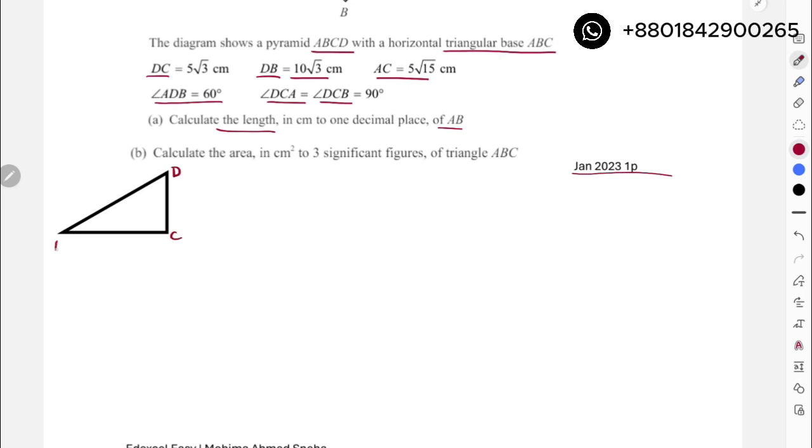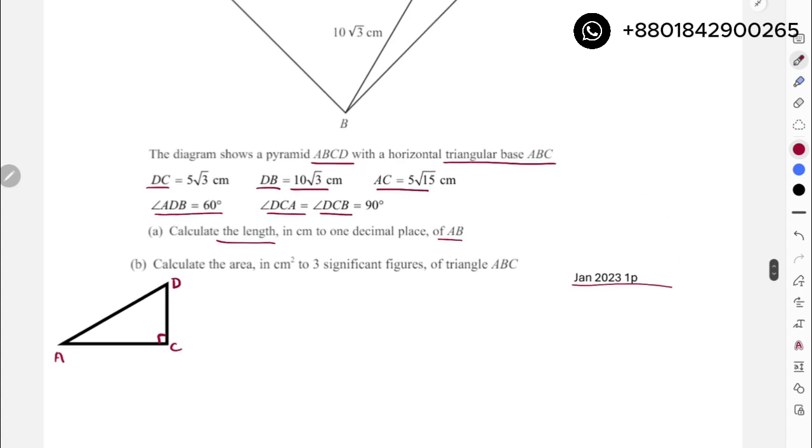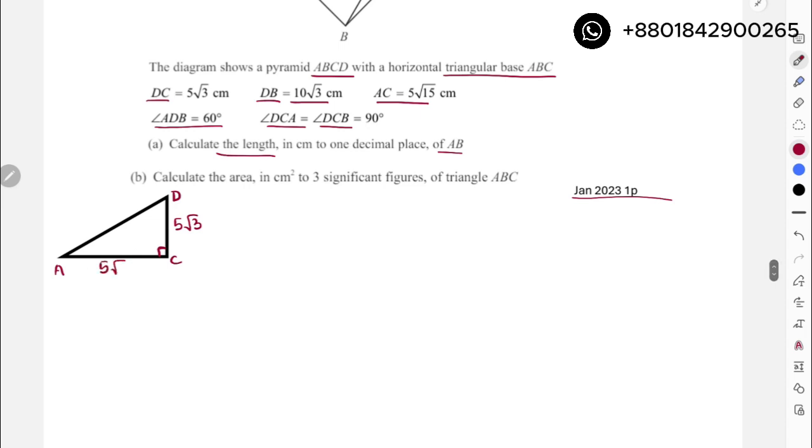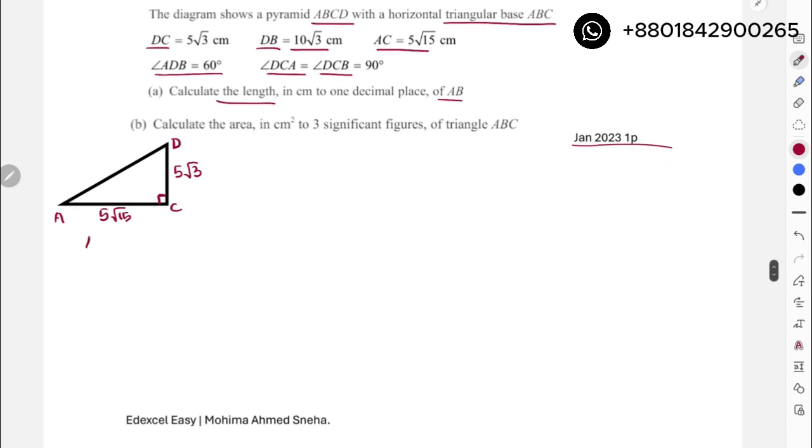so this is DCA, this is 90 degrees. The length of DC was given as 5 root 3. The length of AC was given as 5 root 15. So we're going to use these two lengths to find the value of AD using Pythagoras, obviously. So AD here is going to be 5 root 3 whole squared plus 5 root 15 squared, and everything over here will be under the root. And then from there you get 15 root 2.